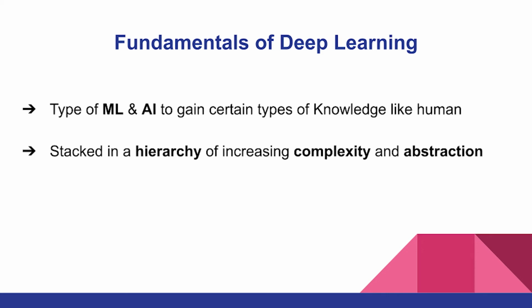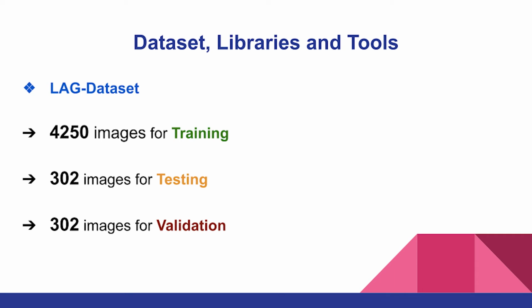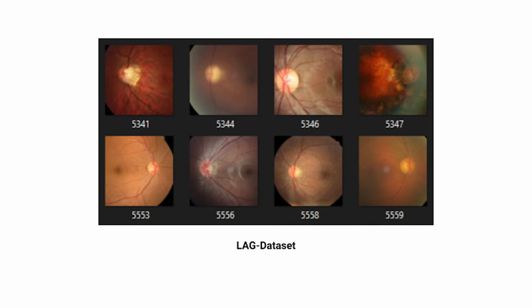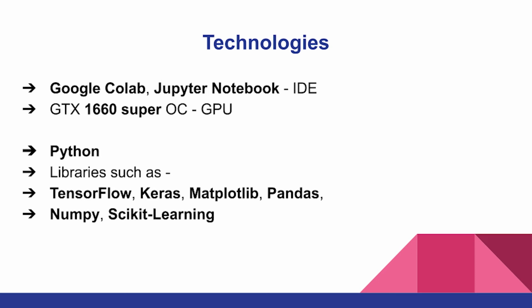The dataset contains 4,250 images for training, 302 images for testing, and 302 images for validation. Here is a picture of the LAG dataset. The technologies which we use in this research are Google Colab and Jupyter Notebook for IDE, and the graphics card we used is GTX 1660 Super OC. Moreover, we are using Python as a programming language, and some of the libraries we are using are TensorFlow, Keras, Matplotlib, Pandas, NumPy, and scikit-learn.